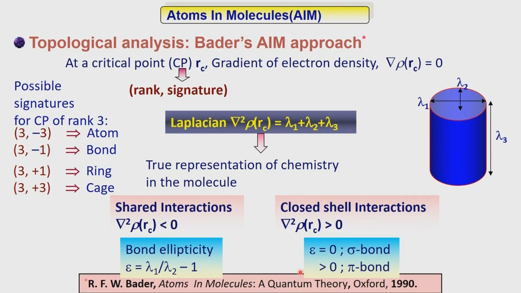You see, we have done the map, the multipole modeling, we have accounted for the overall electron density and so on, but how do we see these atoms? There is a theory due to Bader which is referred to as atoms in molecules. There is a book, Atoms in Molecules: A Quantum Theory, published by Oxford University Press in 1990. This was written by Richard Bader.